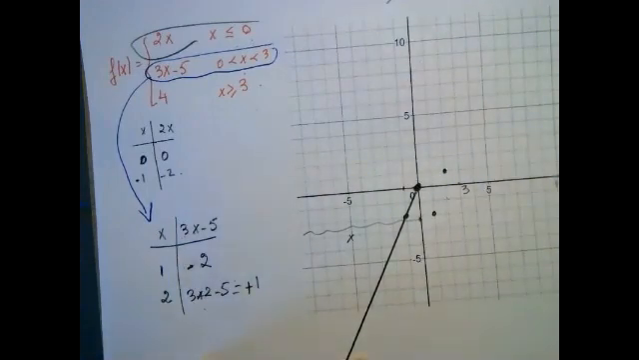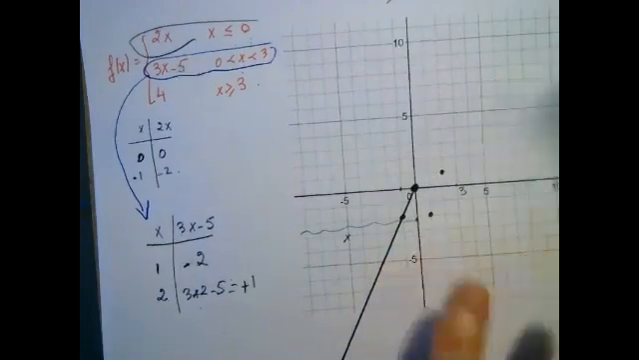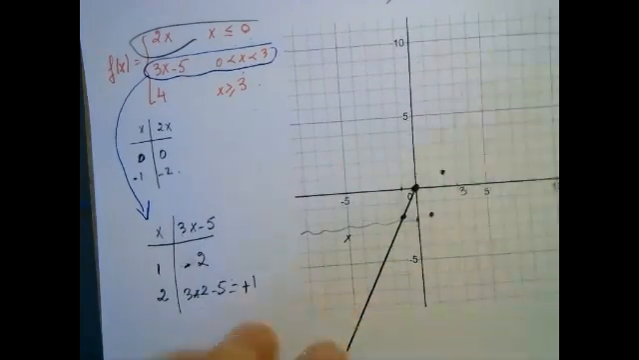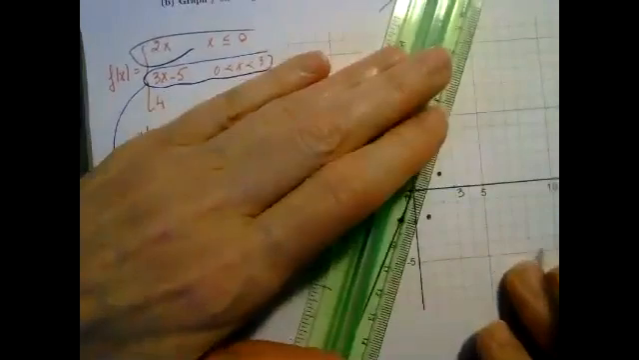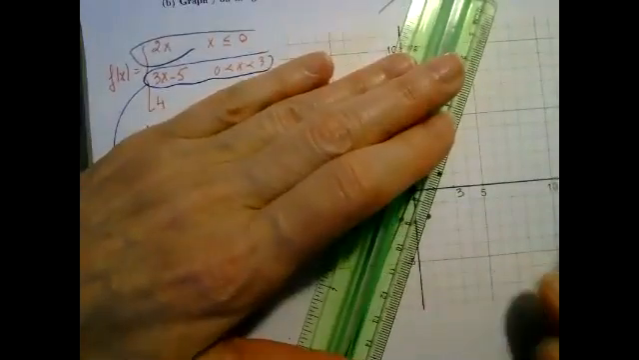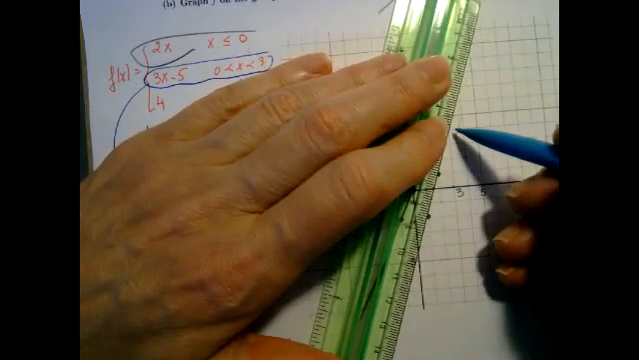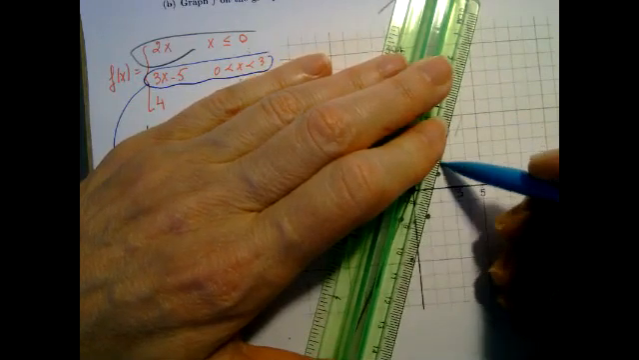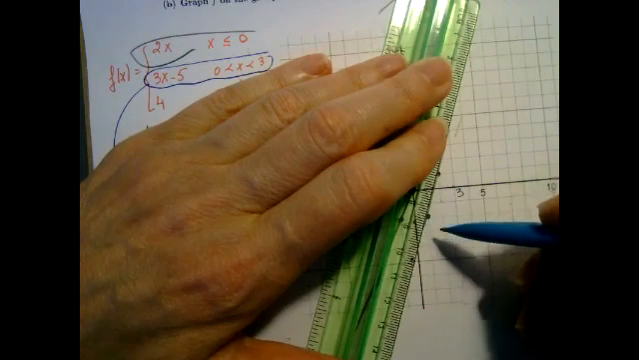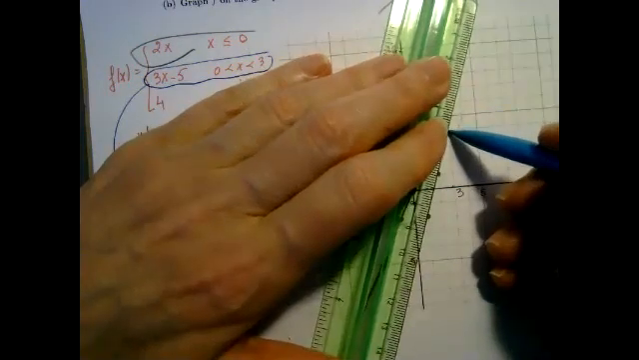Now I need to draw my line, but I have to draw it between 0 and 3. I cannot go any further. So I'm going to take my nice ruler and draw it between 0 and 3. Well, this is 0 and this is 3.